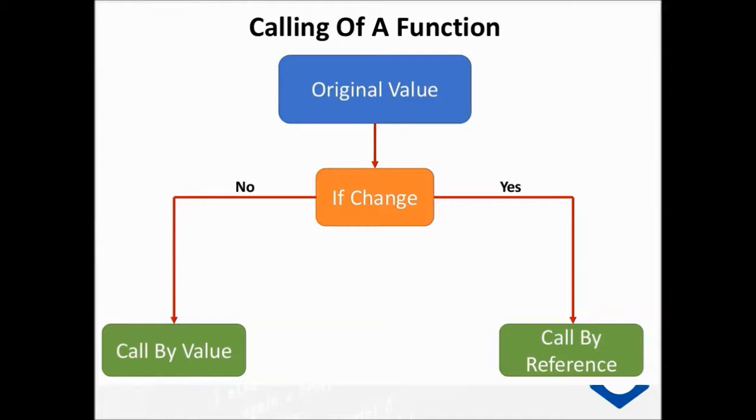So as in this flow chart, we see the calling of a function with an original value. If we want to change the original value, then we use call by reference. And if we do not want to change the original value of the parameters, then we use call by value.